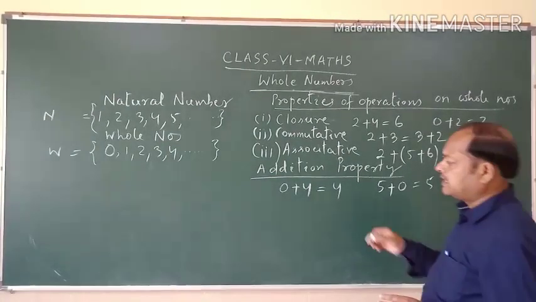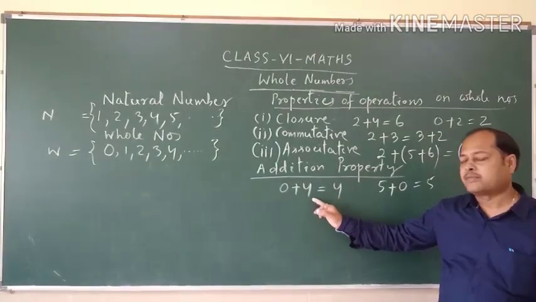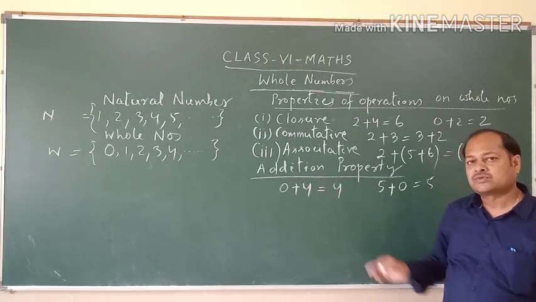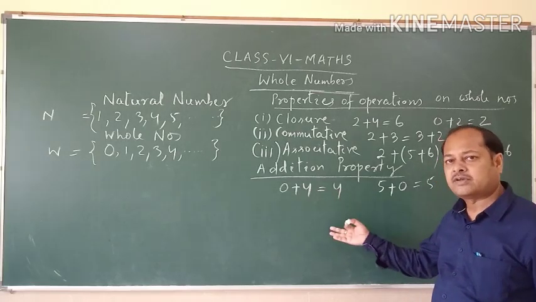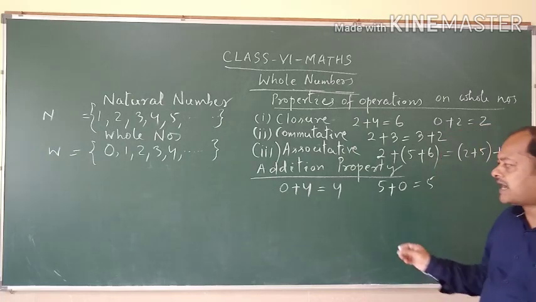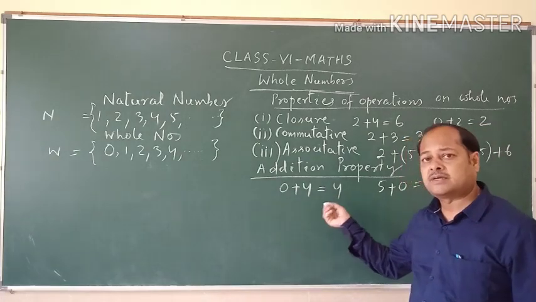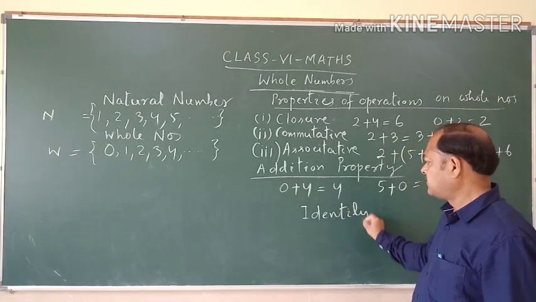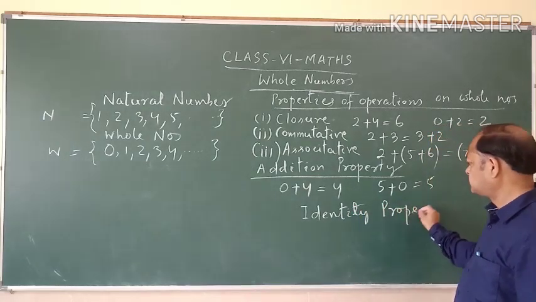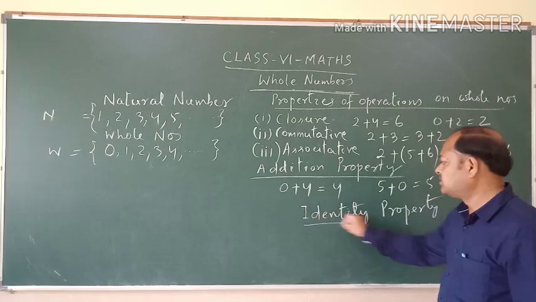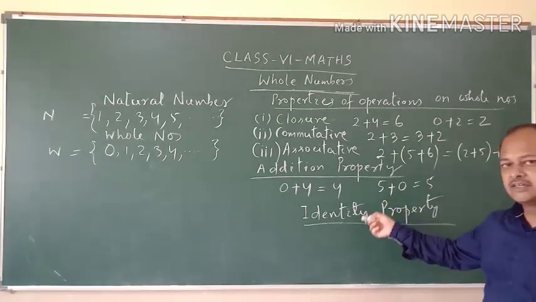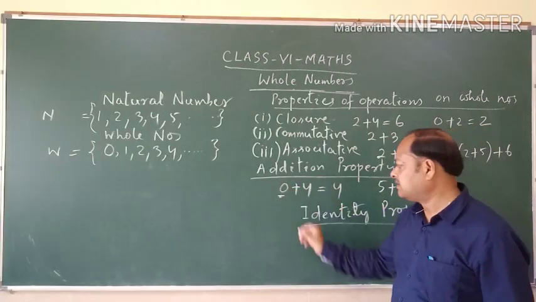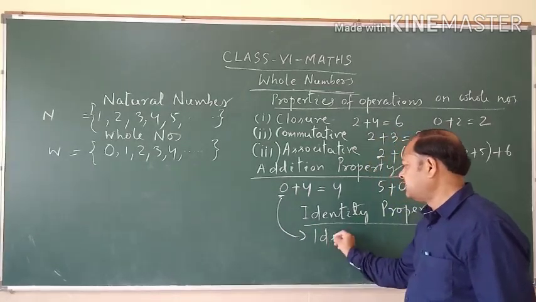So we see that adding 0 to a number does not change the number. So I am adding 0 to the 4 here, and the result will be 4. So adding 0 to a number does not change the number. That's why it is also called identity property, because the identity of the number does not change. So adding 0 to a number does not change the identity of a number. That means it is also called identity property, and 0 is called identity element.